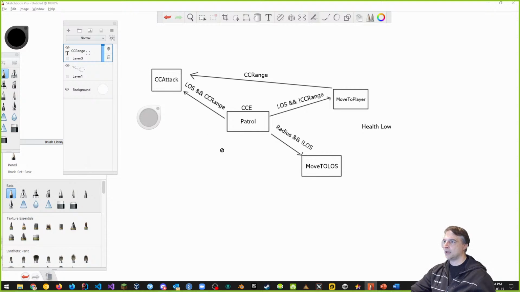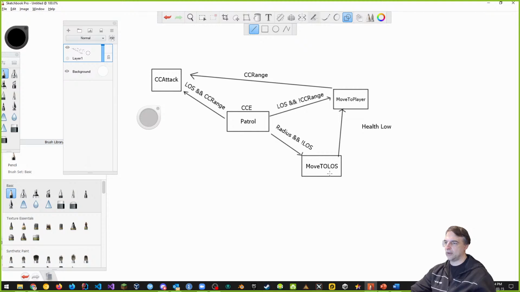Okay, cool. What about if I'm in radius and I don't have line of sight? I move to line of sight. So moving to line of sight. Okay, cool, I see the player. Now I've got to move to the player, right? So that goes from this, let's see if we can draw this together, from this to this. Can I draw with this tool or what? I'm just trying to draw arrows.